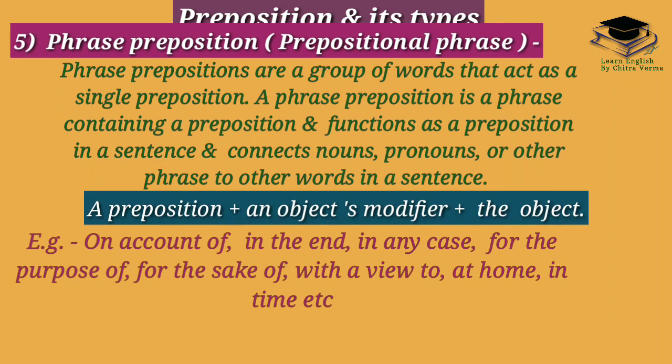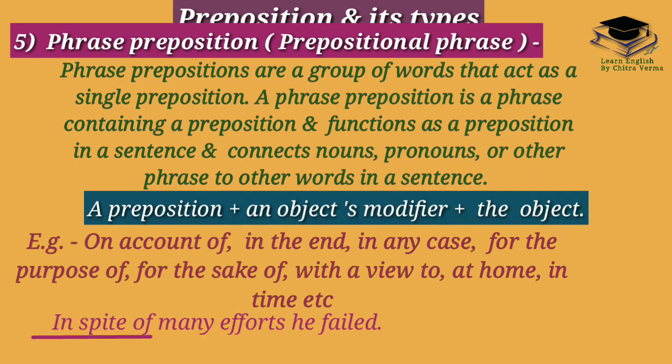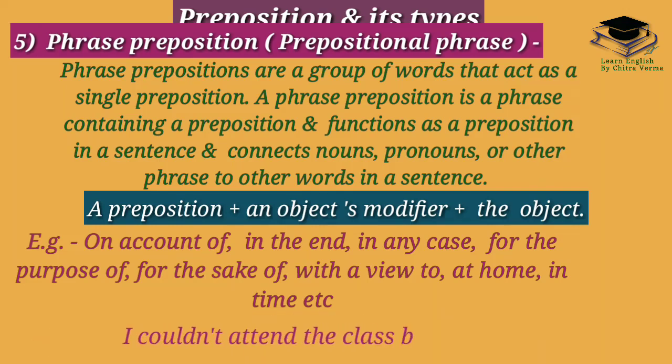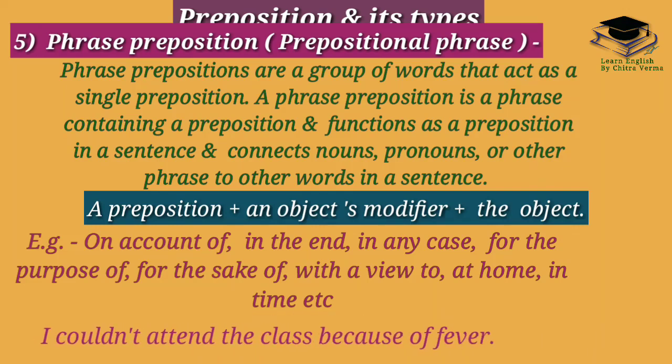Now let us form some sentences. In spite of many efforts, he failed. Here, in spite of is a phrase preposition. The next example is, they stayed together for the sake of their job. Here, for the sake of is the phrase preposition. The next example is, I couldn't attend the class because of fever. Here, because of is the phrase preposition. So that's all about the types of preposition which are based on its construction.